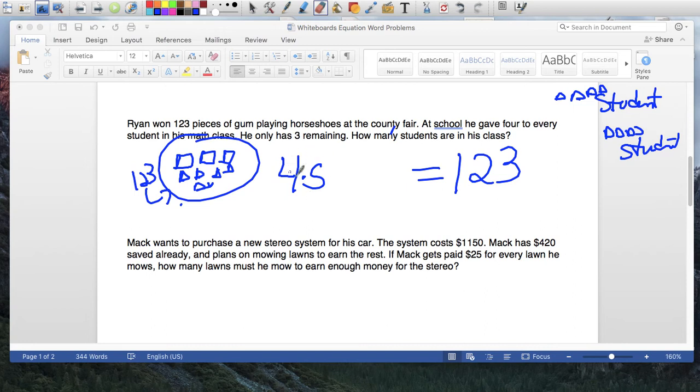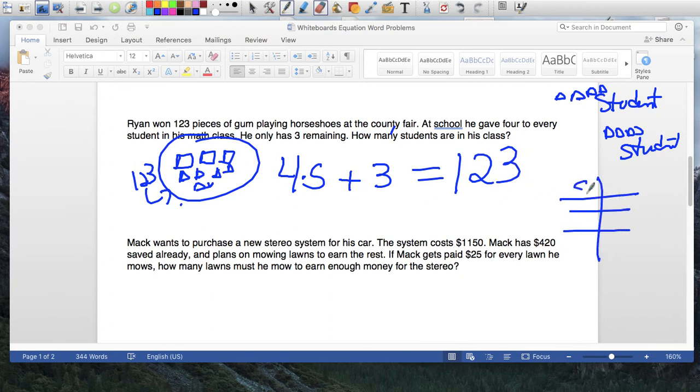pieces of gum times, for every student, right? Here's a relationship. Every student, this is the unknown. Every student got 4 gums, and then there were 3 left over. So after giving every student 4 pieces of gum, there were still 3 left over, and that equaled the 123 he started with. This one's pretty simple, right?